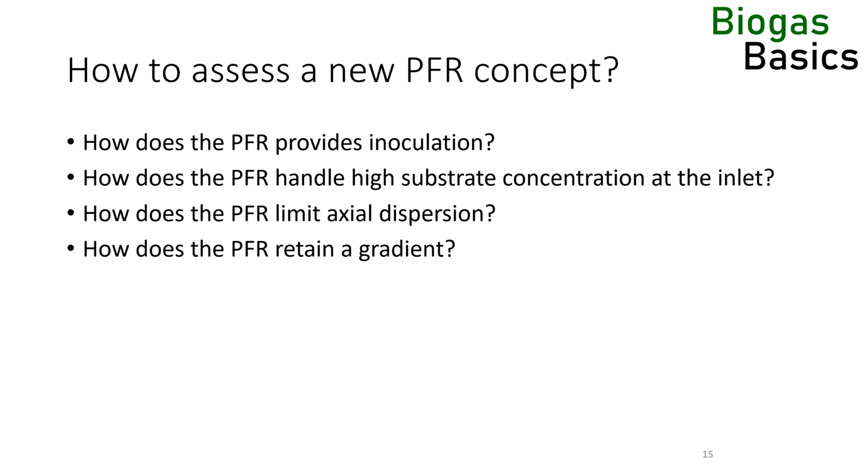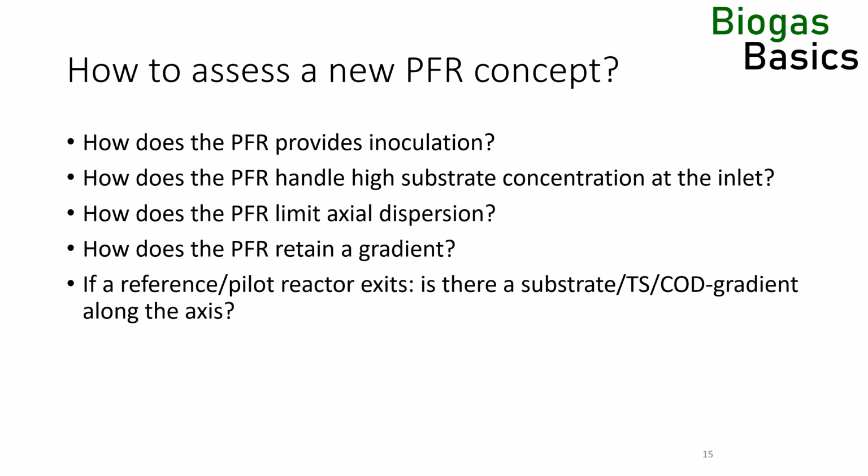Lastly, how does the reactor retain a gradient? Are there special measures in place to do that? If a pilot plant or reference plant exists, visit the plant and take samples along the reactor axis. Measure TS, VS, COD, VFAs, biogas potential, or any other property. Is there a measurable gradient, or are all samples the same? If this is the case, the flow reactor is not a flow reactor, but just a fancy CSTR.